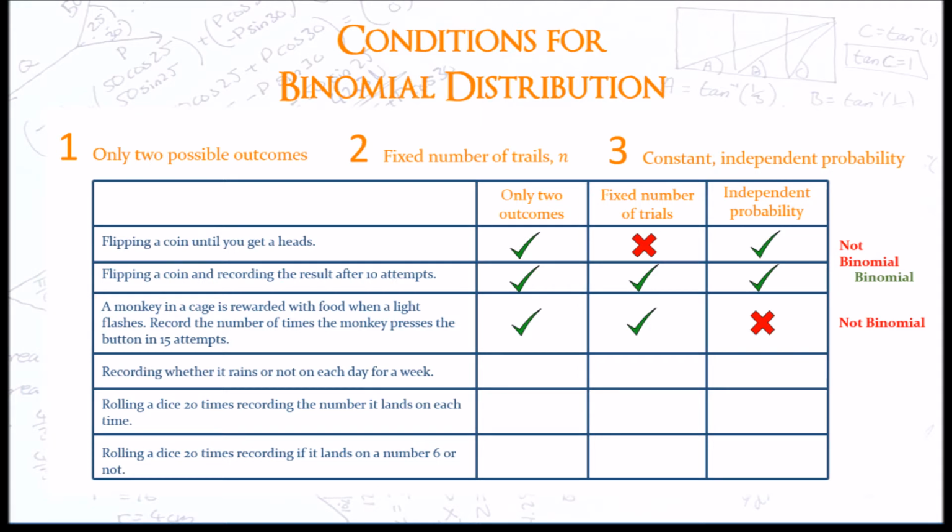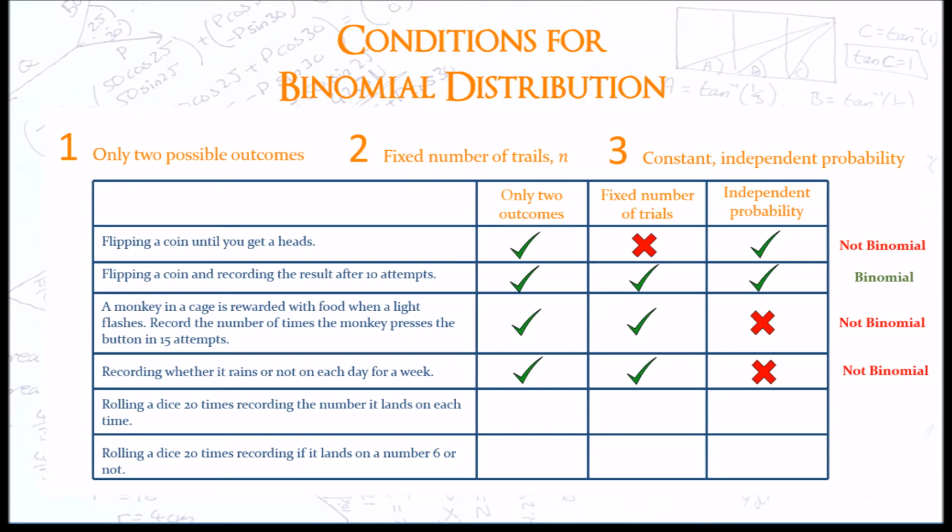Similar in example 4 here, recording whether it rains or not each day of the week. Now it's only got two possible outcomes, and here it either rains or it doesn't rain. It's got a fixed number of trials because we've got 7 days in a week, but again, we can't assume it to be an independent probability. If it was raining one day, the probability that it's raining in the following day is increased, as opposed to if it was sunny the day before.